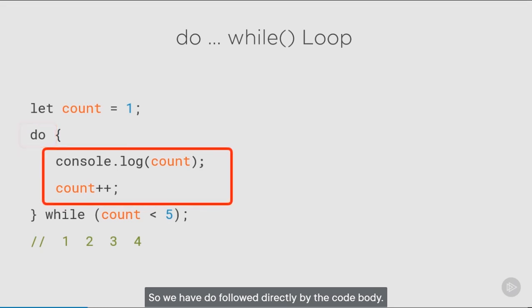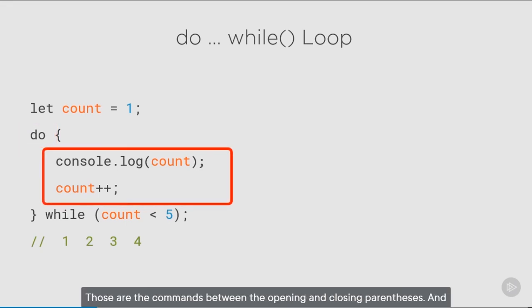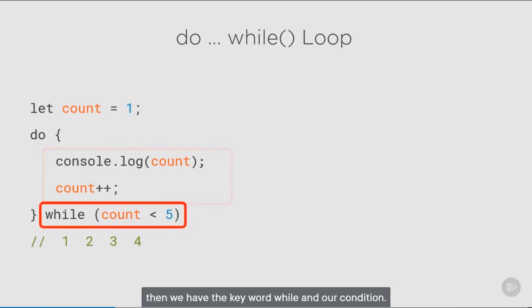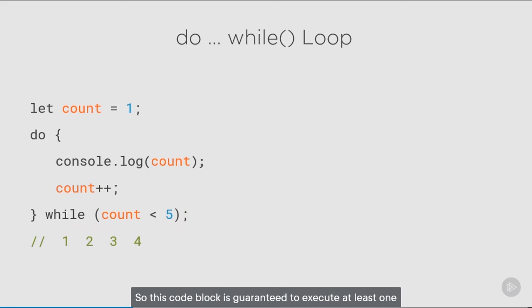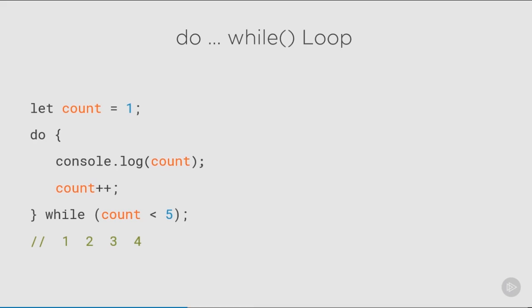So we have do followed directly by the code body. Those are the commands between the opening and closing parentheses. And then we have the keyword while and our condition. So this code block is guaranteed to execute at least one time. So it'll print out 1, increment count, and then while count is less than 5, it'll continue to execute the code block. So this code block will execute 4 times, showing the values 1, 2, 3, and 4.